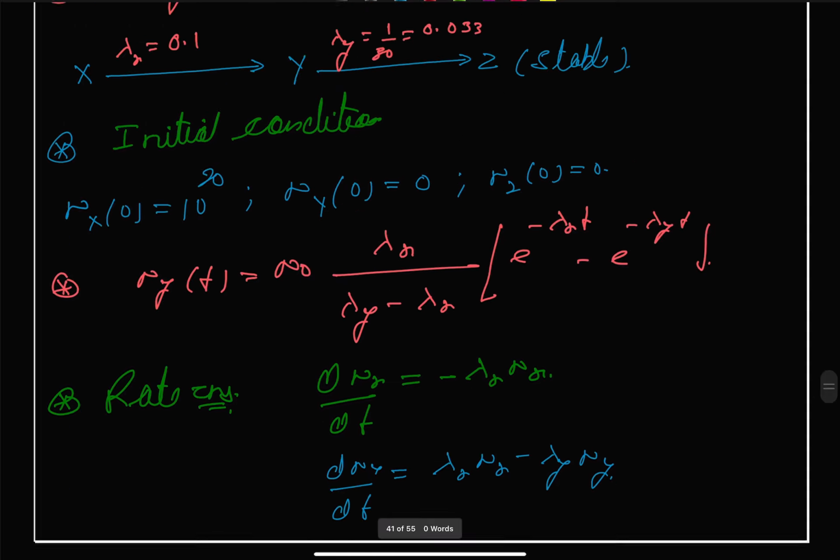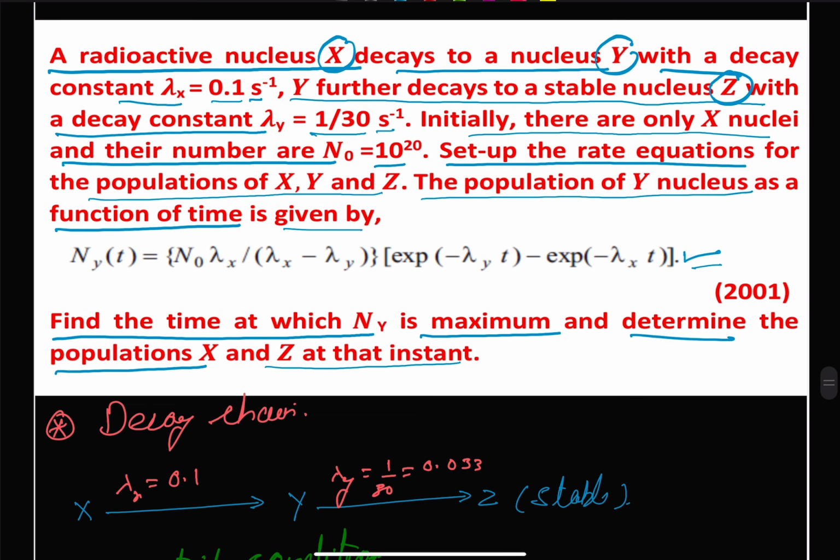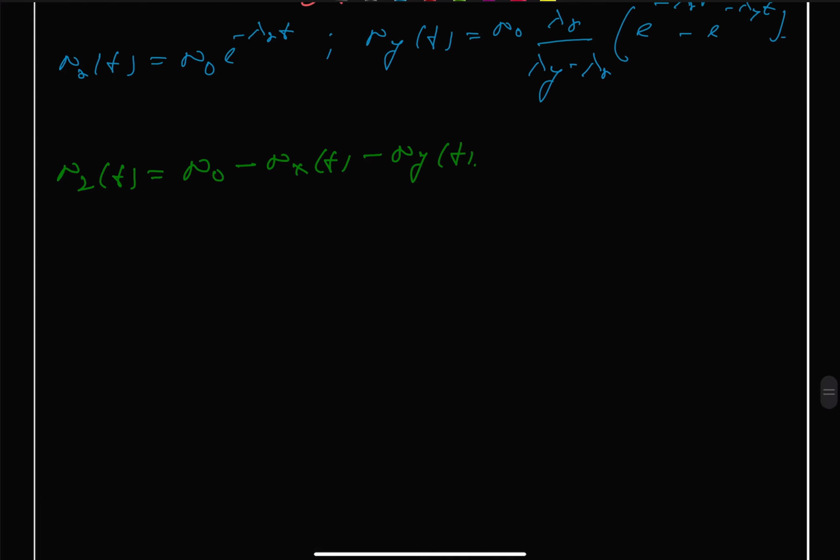And for the second part, we have to find out the time at which ny is maximum. So we simply differentiate it and set it equal to 0.